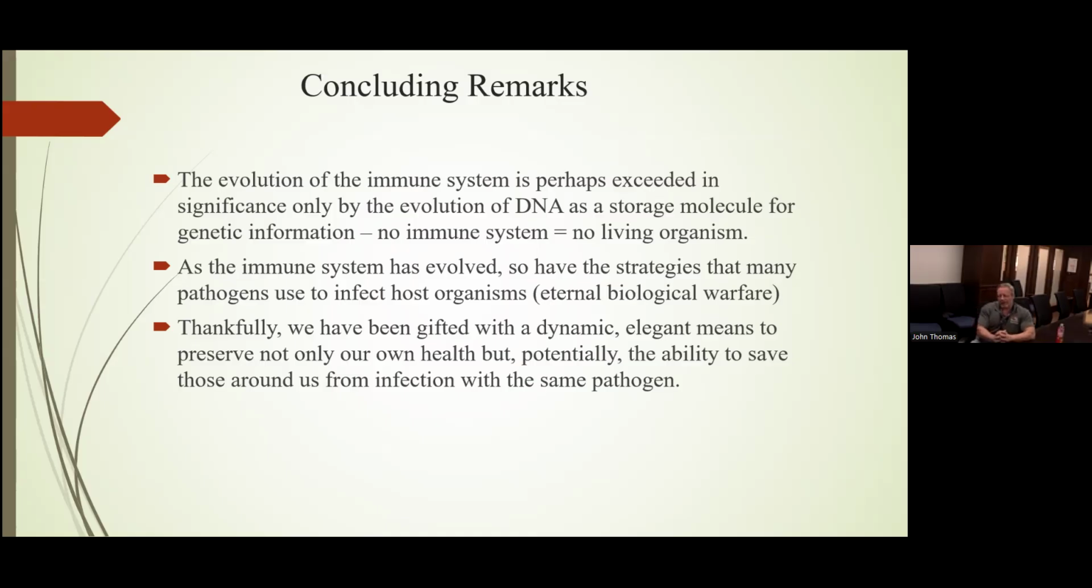So to conclude this discussion on the immune system, the evolution of the immune system is probably exceeded only by the evolution of DNA as a storage molecule for genetic information. If we don't have an immune system, we don't have a functioning host in a living organism. And the fact that the immune system, in one way or another, has been conserved across virtually every form of multicellular life on our planet shows that it is a vital component for multicellular organisms. If you don't have an intact immune system, you're going to have a really hard time functioning.